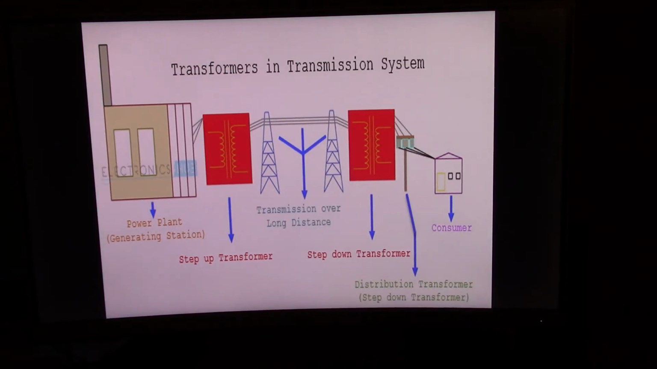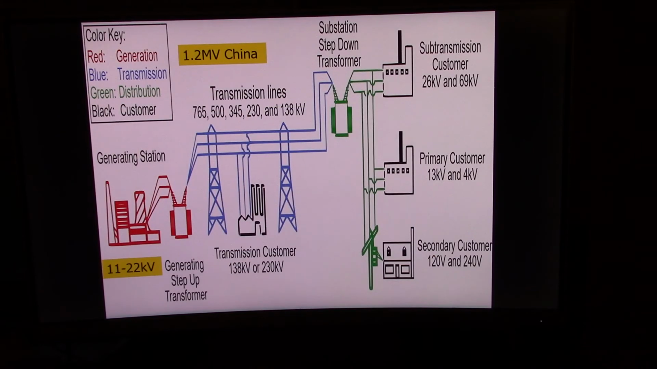So we have two sets of transformers. Well, actually we have way more than that, going from a power station to a consumer. But the big picture of it is you have a step-up transformer at the power plant and you have a step-down transformer at the consumer end. And that's because we want to transmit power over long distances.